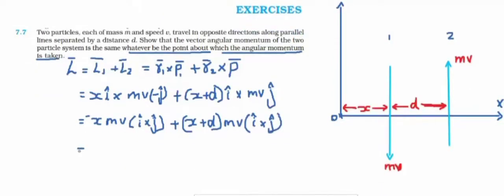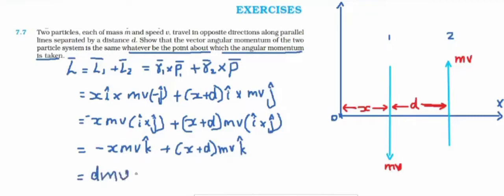Now i cross j is k, so minus x mv into k cap plus (x plus d) into mv, again i cross j is k cap. Now we can open this bracket and simplify, and x mv will be cancelled, so the total angular momentum you will get is d mv k cap.